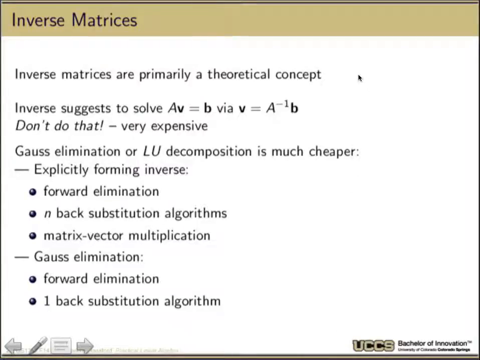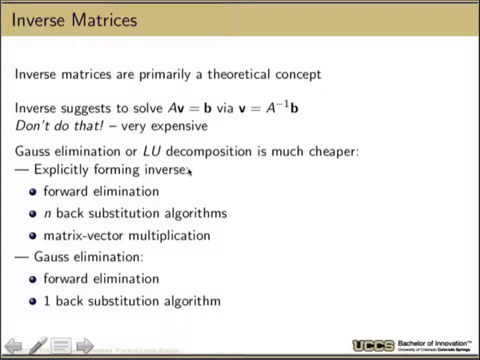So in class, we've talked a little bit about inverse matrices. They're really primarily a theoretical concept in general. You could solve Av = b by saying v = A inverse times b, but you really don't want to do that. It's a very expensive way of computing it. Gauss elimination, or LU decomposition, which we'll talk about in a second, is much cheaper.